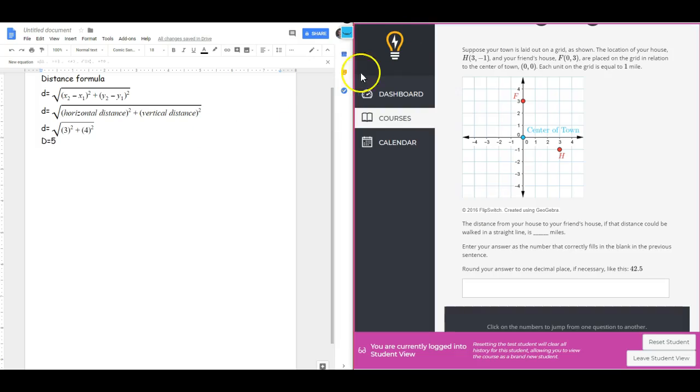5 what? What's the context of this? It says in miles. So what that means is that the distance from your house to your friend's house, if it could be walked in a straight line, you would walk 5 miles in a straight line to end up at your friend's house. So you just type in 5. I hope that helps.